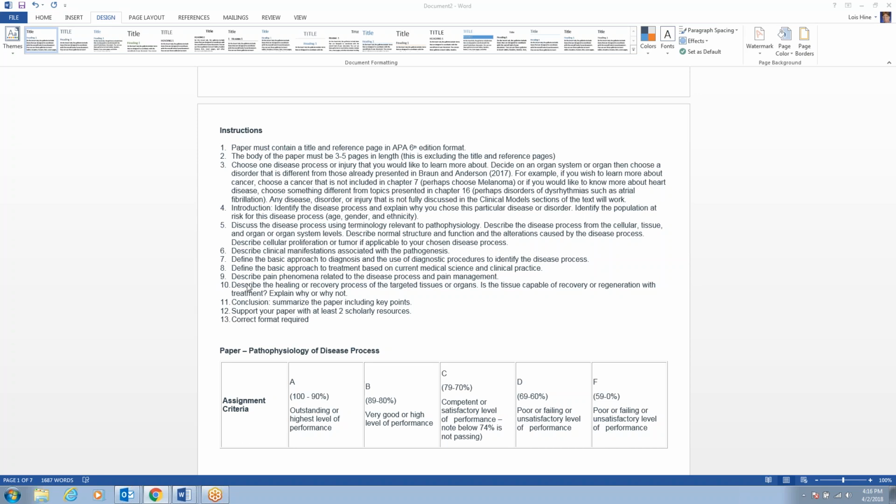You don't want to lose points on number 9 because you thought, oop, there's no pain, I'm not going to worry about it. Let's hear about it. Then you're going to describe the healing or recovery process of the tissues or organs. Is the tissue even capable of recovery or regeneration? Some of the body parts, the tissues can regenerate. We want to hear about that.